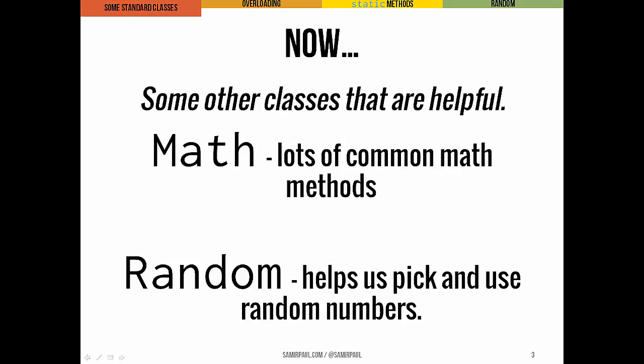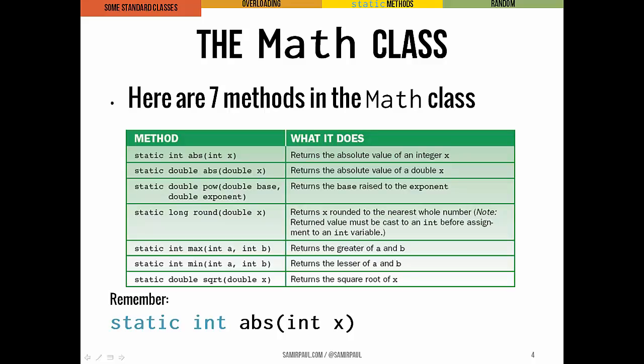Here are two classes that we're going to find really, really useful going forward. First is the Math class, and that just has lots of helpful math stuff like absolute value, exponentiation, square roots. And then there's the Random class, which allows us to define Random objects, and those we can use to pick random numbers. Let's take a look at a couple of the method signatures of the methods in the Math class.